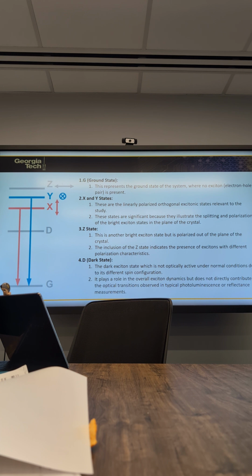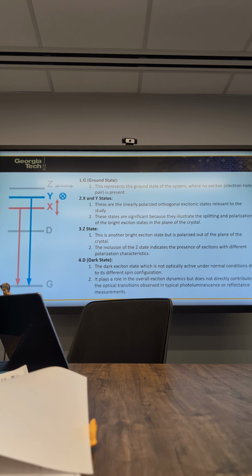We have G, which is the ground state in our material. X and Y are the two other states that you create in this kind of environment with the 2D material, right? Is it the electrons and holes? Yes, the electron, but we have two states.